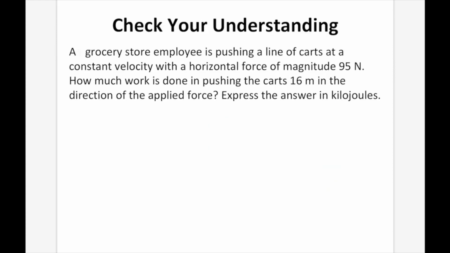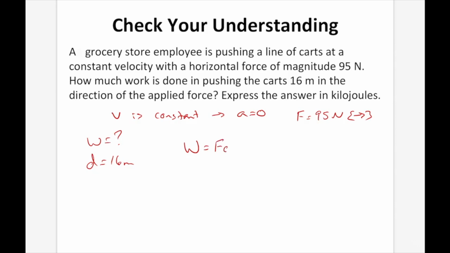Check your understanding. A grocery store employee is pushing a line of carts at a constant velocity, so v is constant. And if v is constant, we know that a equals 0, with a horizontal force of magnitude 95 newtons. So force is going to equal 95 newtons. How much work is done pushing the carts 16 meters, in the direction of the applied force? Express your answer in kilojoules. So W equals F d.